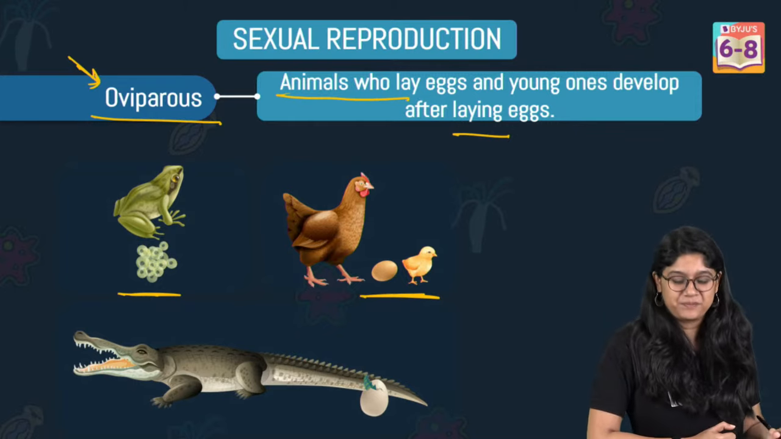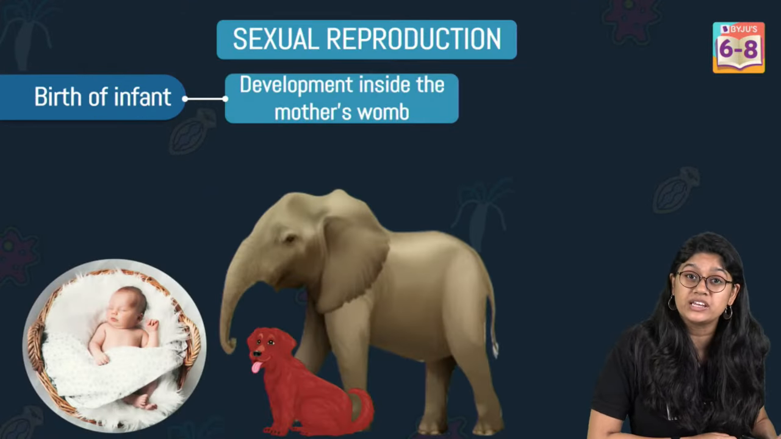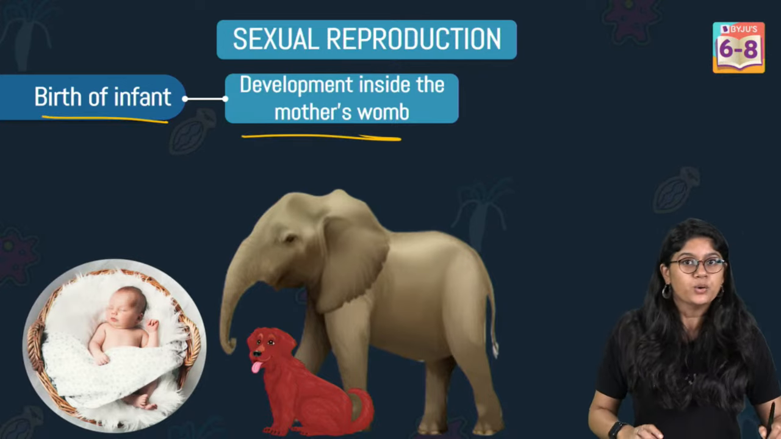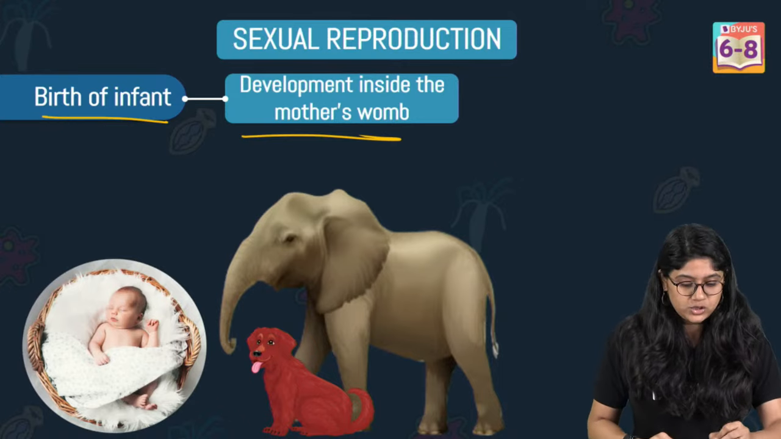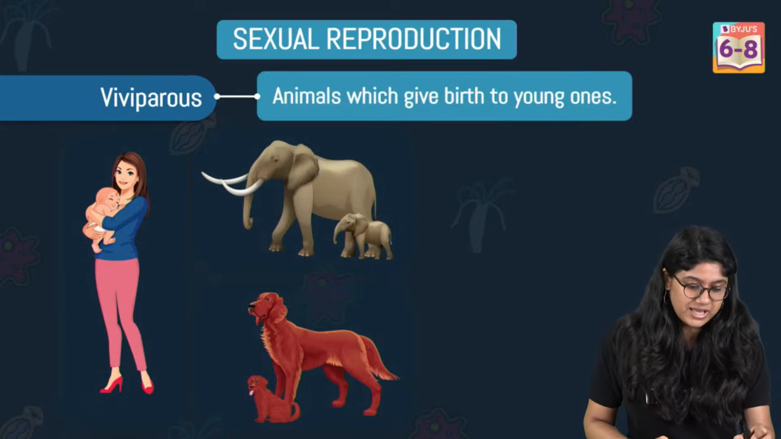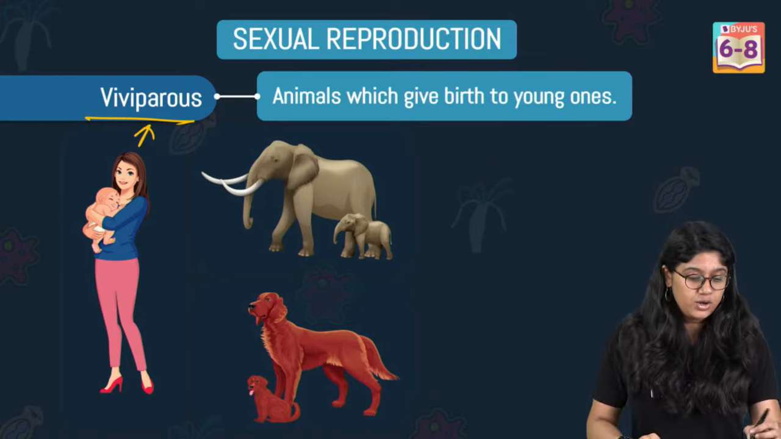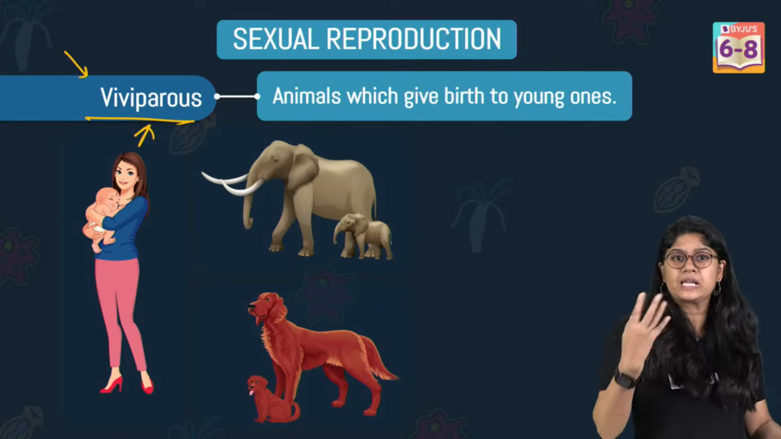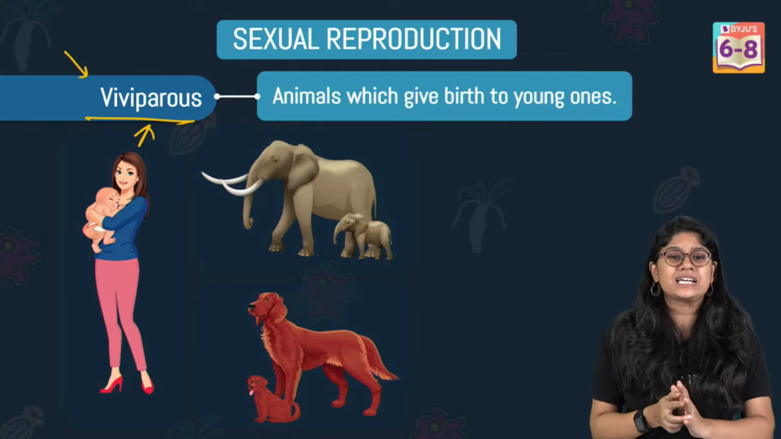Absolutely correct. Then we have the organisms which give birth to the young ones, right? Like us, right? The organisms which grow inside the mother's womb are called viviparous animals. Animals which give birth to the young ones directly, we call them viviparous animals. Are we clear? There are two types of organism that we have: one which lays eggs and one which does not lay eggs.